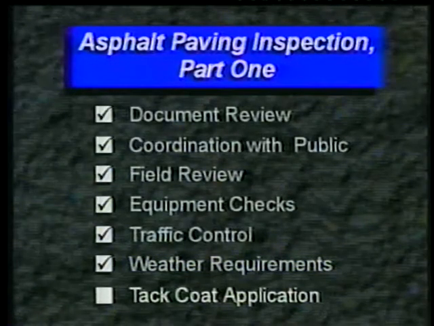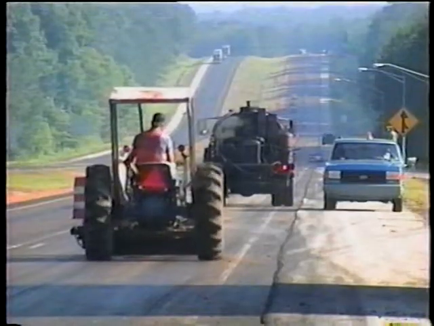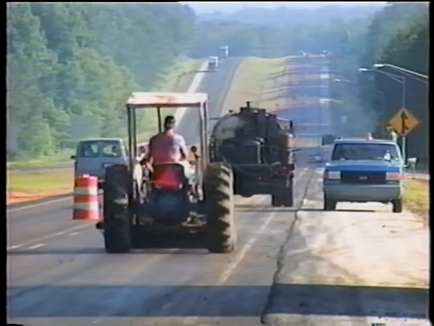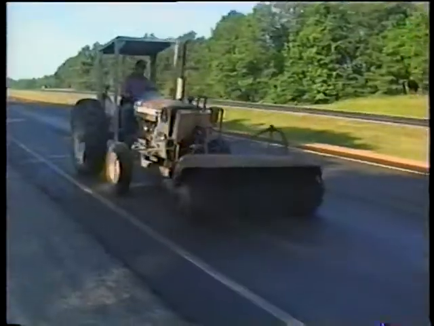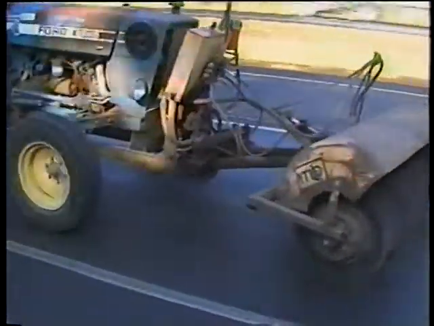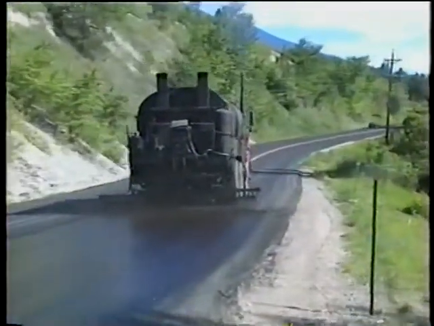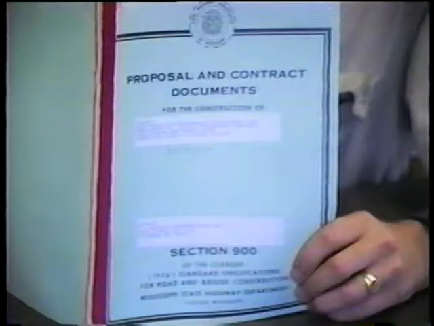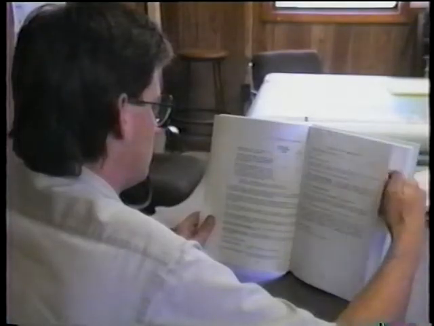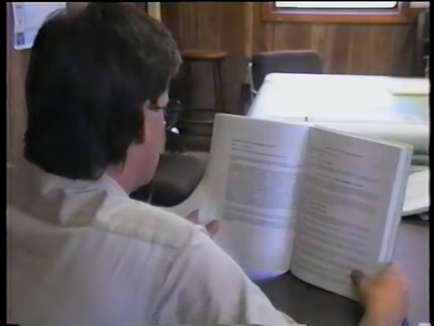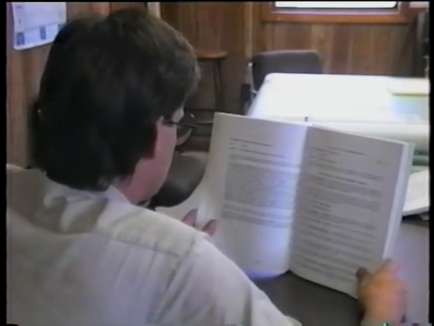Now we'll look at the last item on the list, the tack coat. The purpose of the tack coat is to bond the new pavement to the existing pavement. So first, it's very important to thoroughly clean the surface, and then cover it uniformly with the right amount of tack. But there is a lot to inspect. To begin, check the contract documents to see what type of tack material is to be used. Most agencies require emulsions, but some use asphalt cement or cutback asphalt.